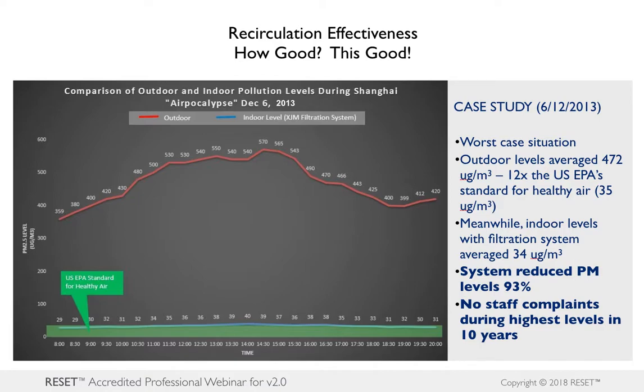So you can imagine very few staff complaints. In fact, they recorded no staff complaints during the highest PM levels that were recorded in 10 years. And it went very far to not only build employee confidence in their space and with their company, but this employer is able to use this information for marketing and PR purposes, as well as attract and retain some of the best talent for his staff.